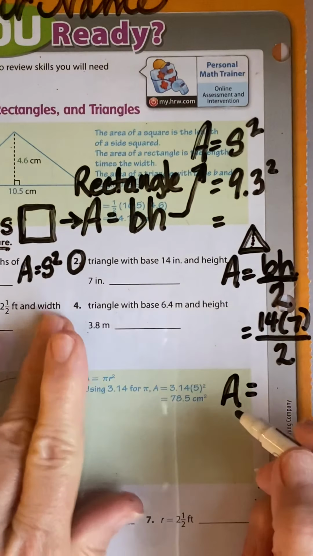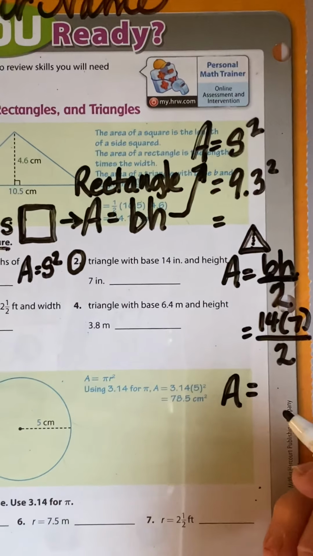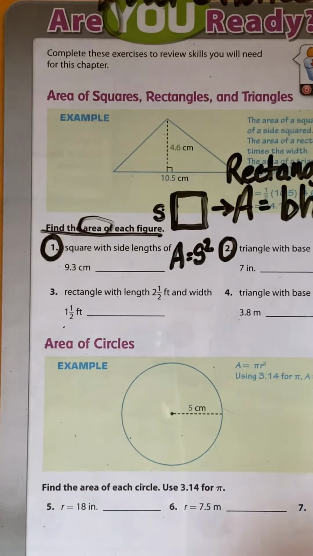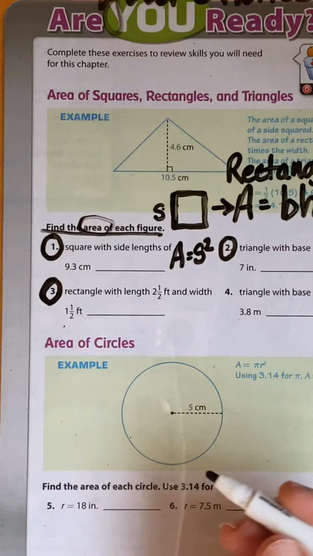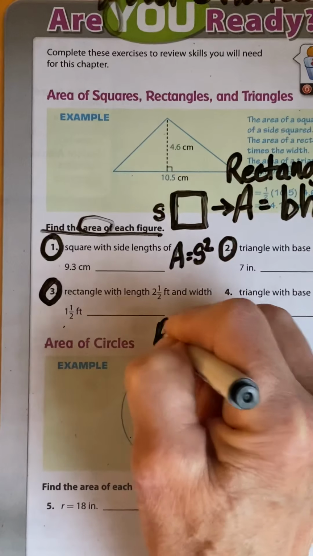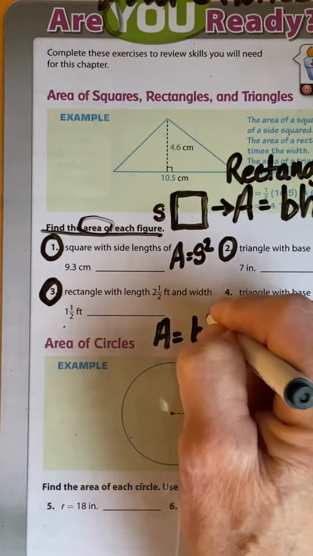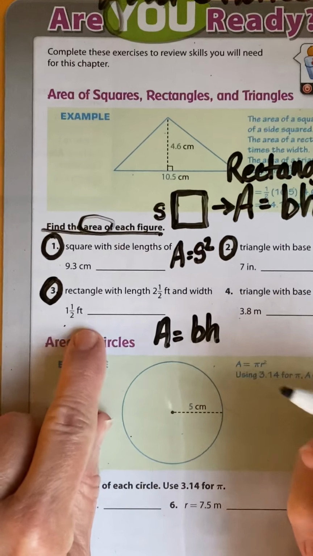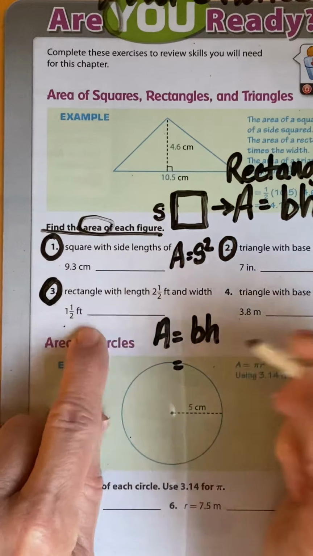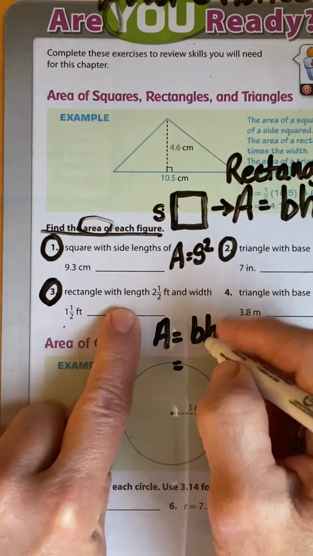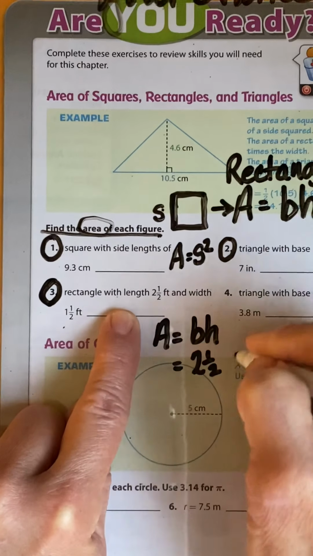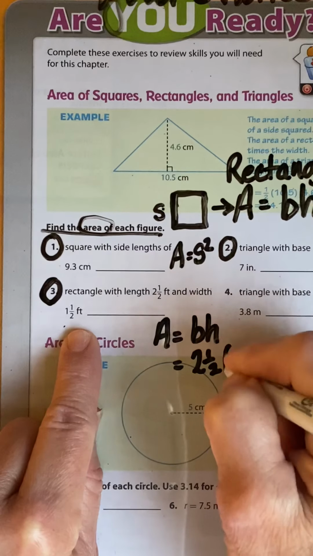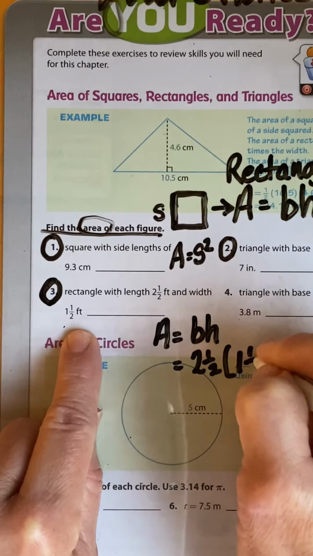Number 3 is back to a rectangle. It's a length and width again for a rectangle. A equals BH. It says length, which would be your base, is 2.5, and a width of 1.5.